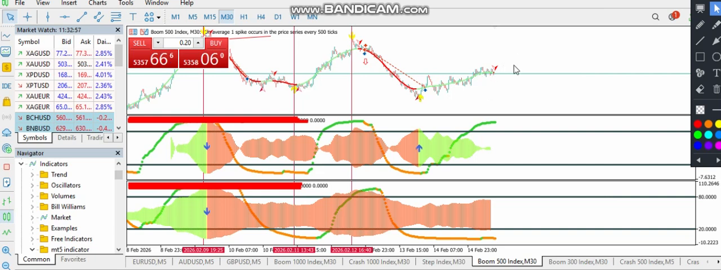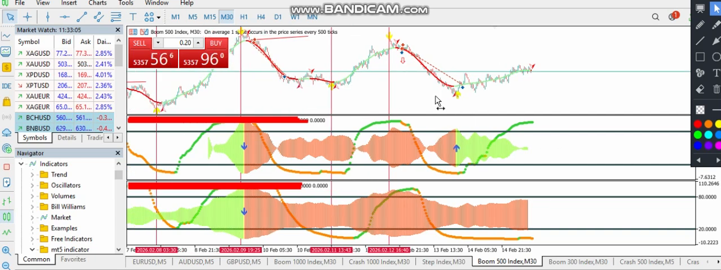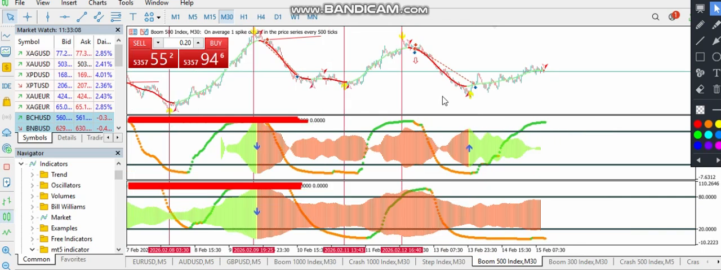So guys, inside this particular video I'm going to show you an update on what we have on Boom 500. As you know, inside this channel we used to drop daily analysis on Boom and Crash and Step Index with currency pairs, what has happened so far and what is possibly going to be our next move outcome.